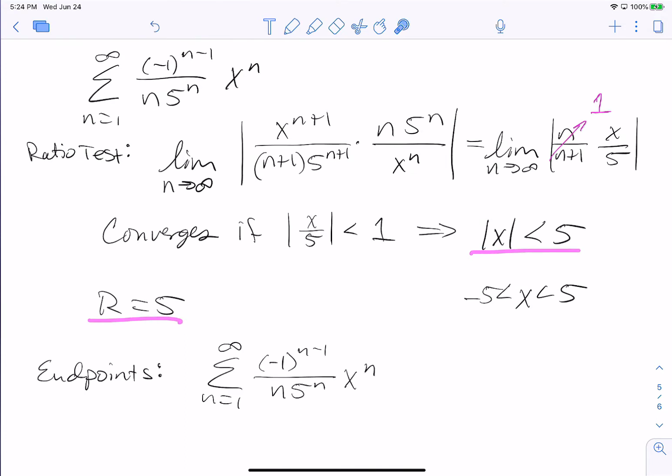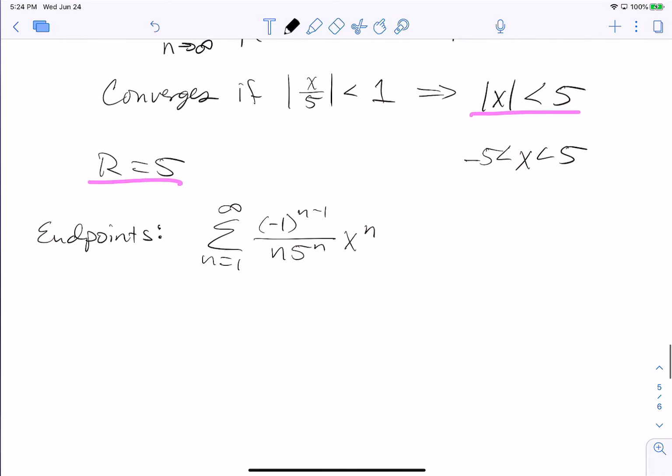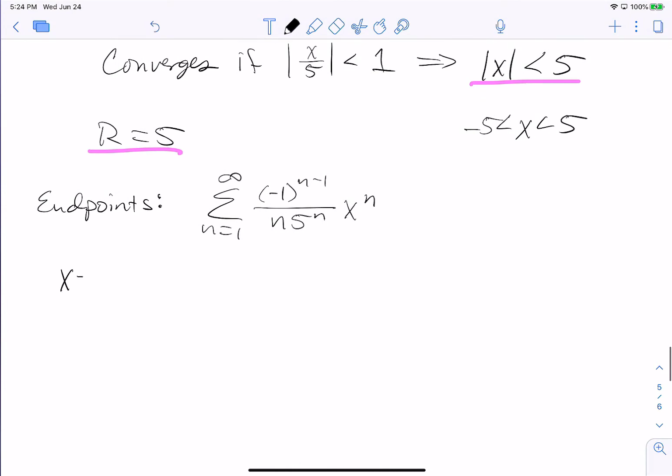Now, I want to make clear, what we're testing is the original series, and we're just going to substitute x by negative 5 and then 5 one at a time. And I don't want anyone to be confused about why we are writing the negative 1 here and we didn't write it when we used the ratio test. At this point, we're not doing a ratio test. We're seeing what this series looks like when x is equal to, for instance, negative 5.